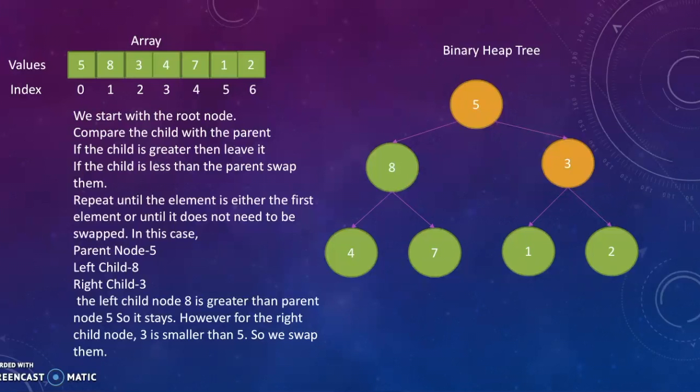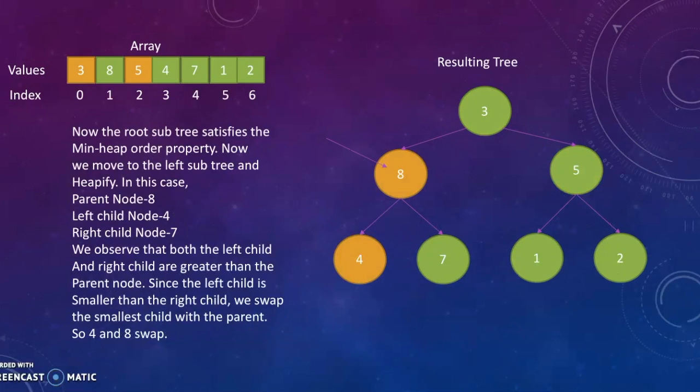In this case, the parent node is 5, the left child is 8, the right child is 3. The left child node 8 is greater than the parent node 5, so it stays. However, for the right child node, 3 is smaller than 5, so we swap them. We do the same thing. Now we notice that the root subtree is balanced. Now we go to the left subtree. In this case, we swap 8 and 4 because 4 is smaller than 8.